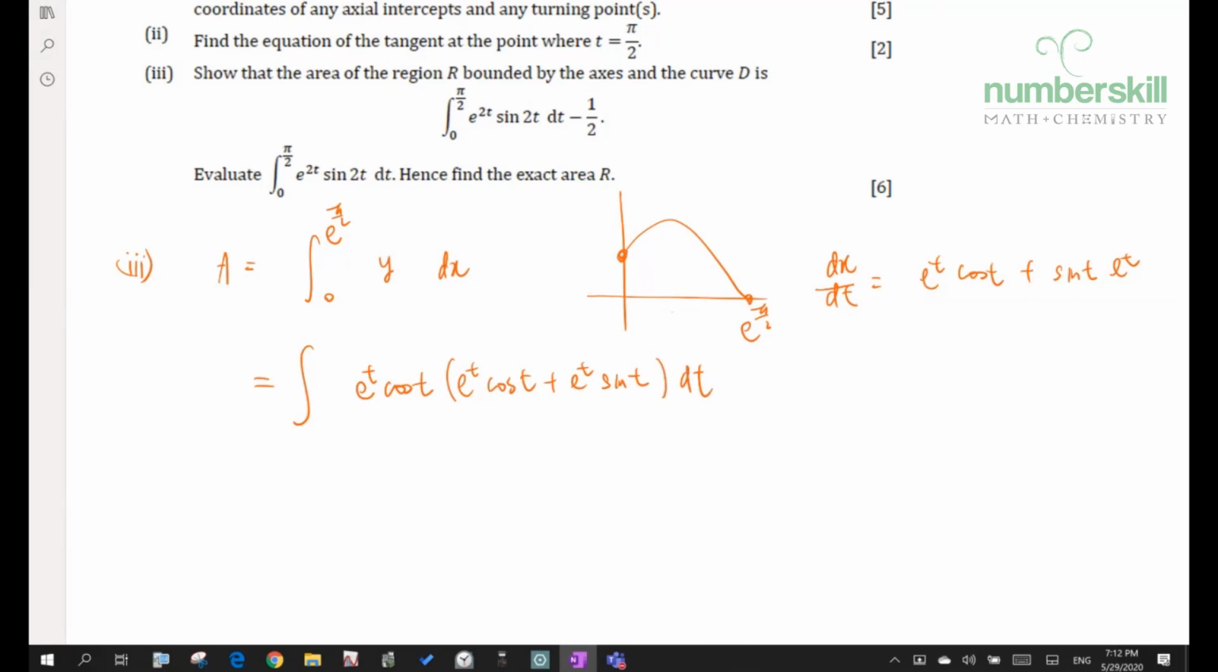Now wait a minute. When this is dx, these are what we call x values: 0, and e to the power of pi over 2. But now it's in t, you cannot keep it that way anymore. So you better remember where I got this. How did I get this just now? I used my GC. I put in t equals 0. How did I get this? I put in t equals pi over 2. So you got to change the limit as well.